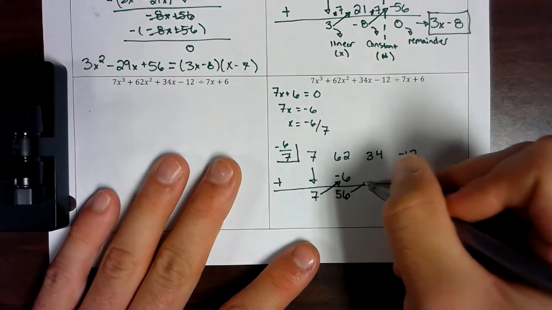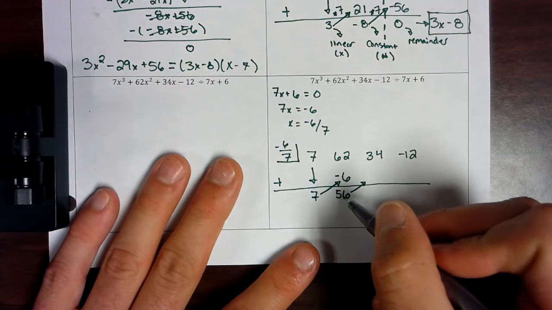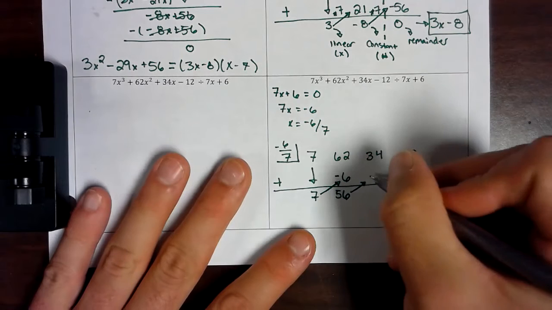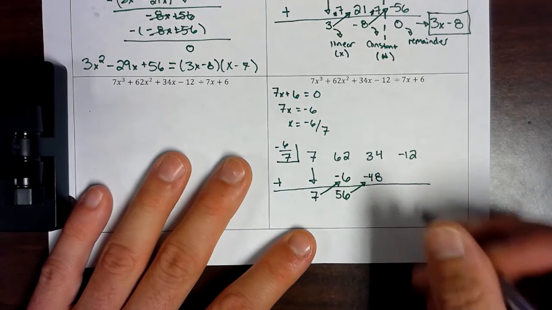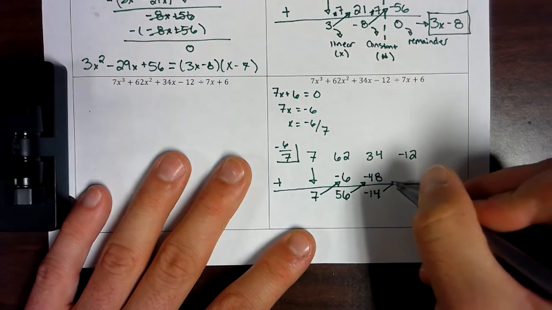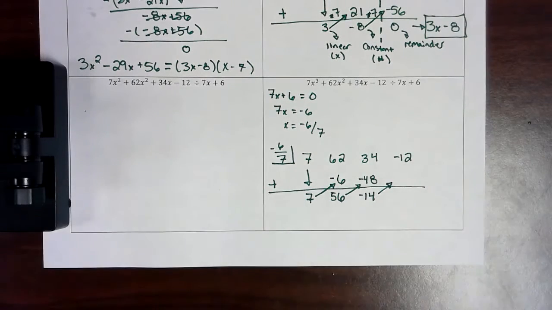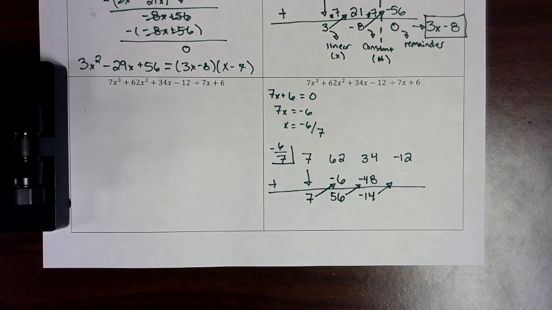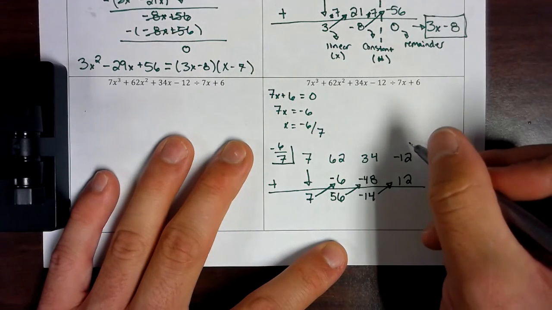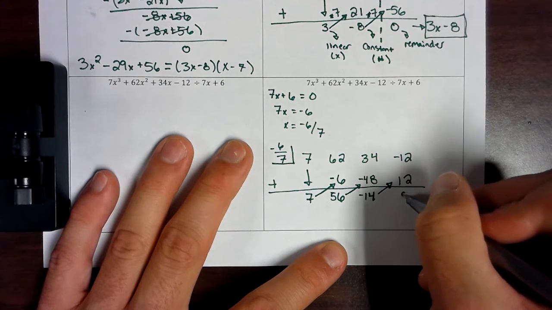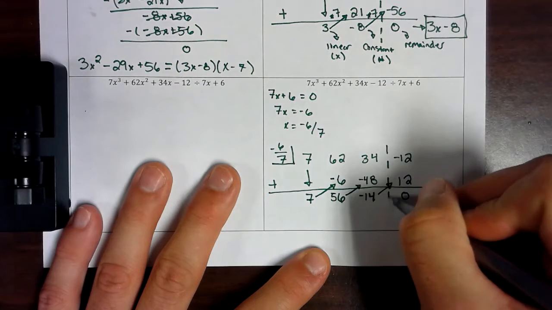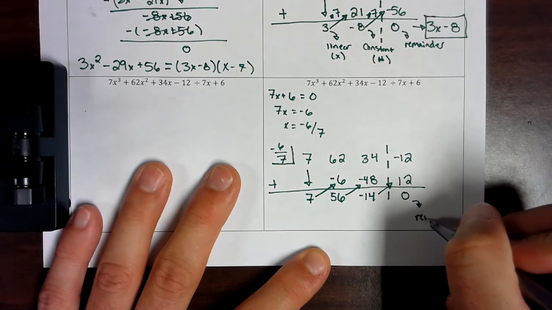Once again, I need to take 56 and multiply it by the number on the chair. So I'm going to go 56 divided by 7 is 8. 8 times -6 is -48. 34 minus 48 is -14. Once again, I need to multiply by the number in the chair. -14 divided by 7 is -2. And -2 times -6 is 12. When I add these numbers together, it gets me that remainder of 0. So once again, the number at the very end is your remainder.